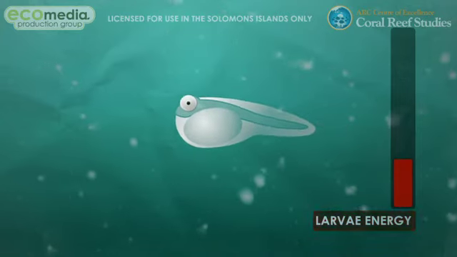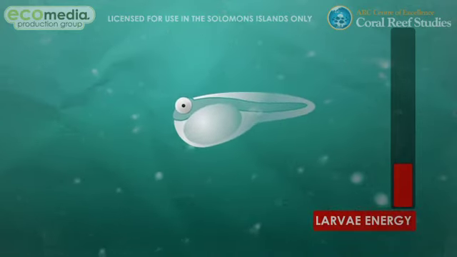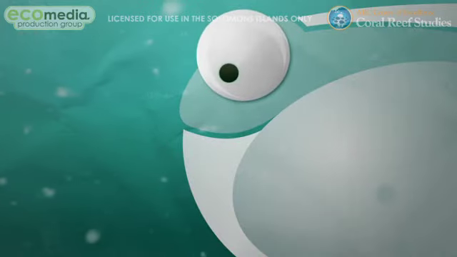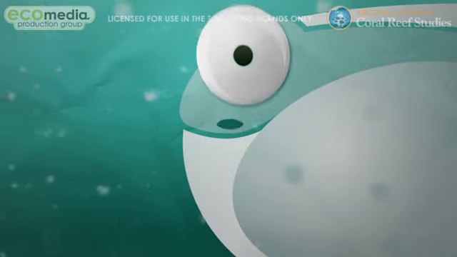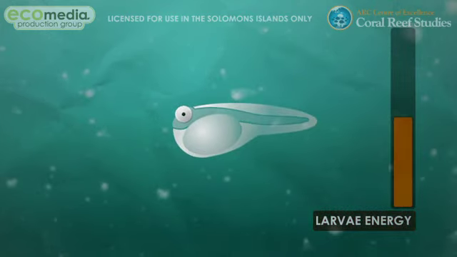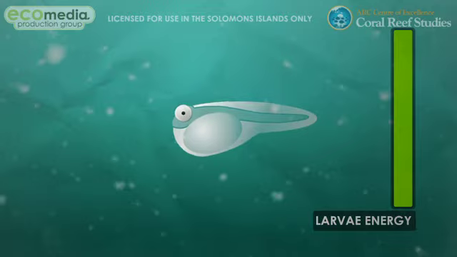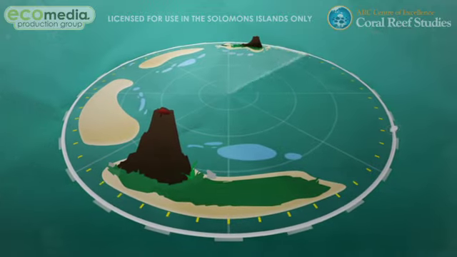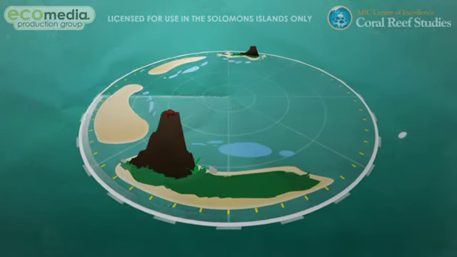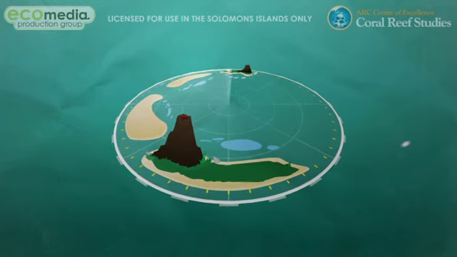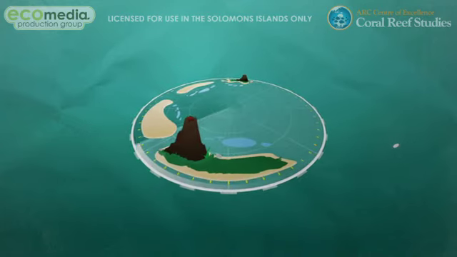But some larvae are not only born with more energy in the form of egg yolk, but they also start to feed while they are living in the plankton. Being able to feed while travelling on the ocean currents recharges the batteries of these planktonic voyages. This is why some larvae can travel great distances between far-flung islands in the oceans.